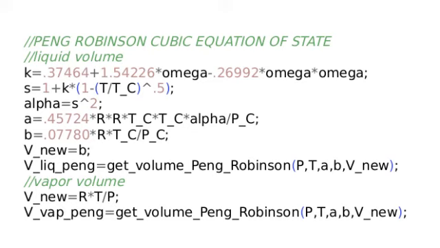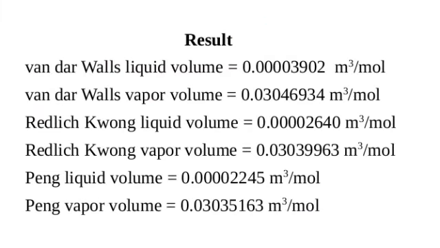At last we calculated the volumes for the Peng-Robinson cubic equation of state. For that, the A and B constants are calculated, and then they are put into the function get volume Peng-Robinson for liquid and vapor. At last we see the result of the simulation: van der Waals liquid volume, van der Waals vapor volume, Redlich-Kwong liquid volume, Redlich-Kwong vapor volume, and finally Peng-Robinson liquid volume and vapor volume, and you can see there are some differences.